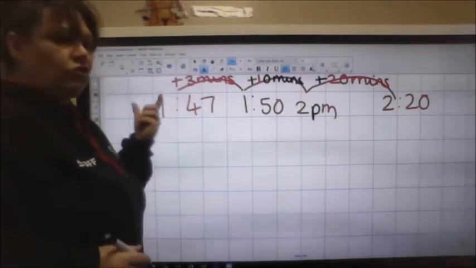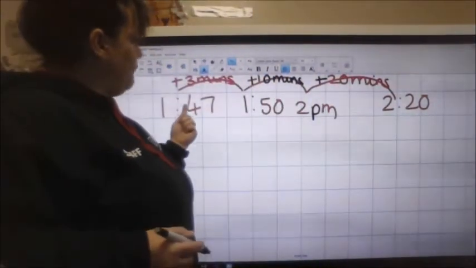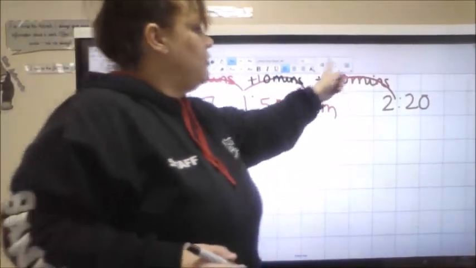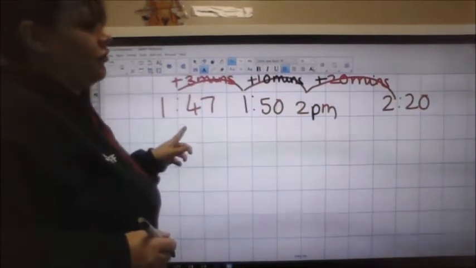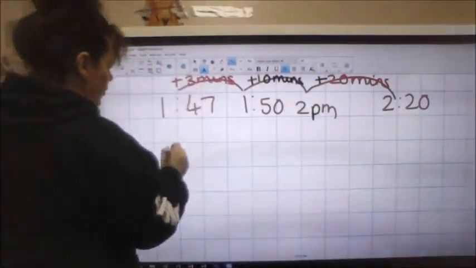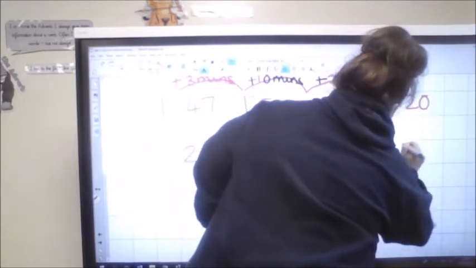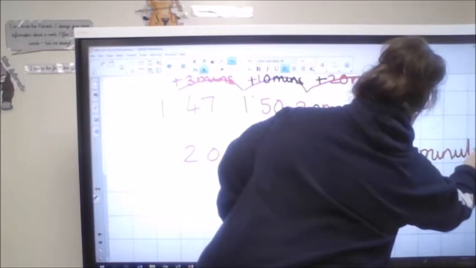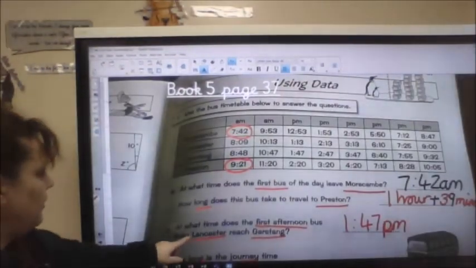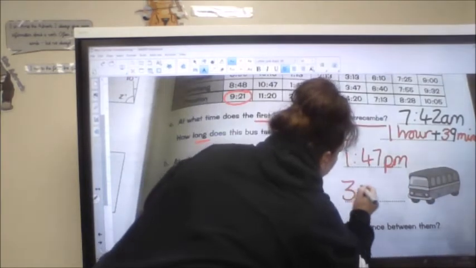So let's recap. I start my journey at Garstang at 1:47. I end it at 2:20. So how long is that journey? Well, 1:47, if I add 3 minutes, I get to 1:50. That's 10 minutes to 2. Add 10 minutes, I get to 2 p.m. Then another 20, and I get to Preston at 2:20. So let's have a little look. I'm going 20, 10, 3 equals 33 minutes. So let's go back. The journey time between Garstang and Preston, I now know is 33 minutes.